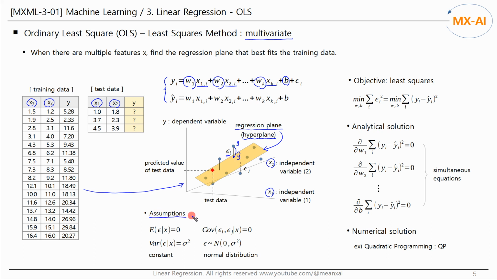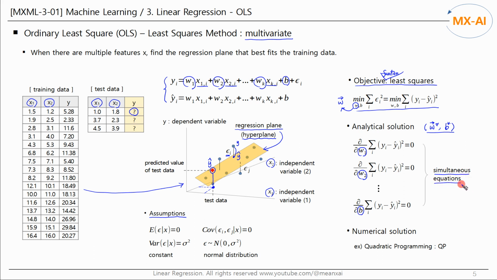Once the regression plane is determined, we can predict the target values for the test data. If a test data point is located at this point, the predicted value will be this value. The objective function for the least squares method is the same as on the previous page, where w is a vector. By differentiating the objective function with respect to w and b, and solving the simultaneous equations, you can find the optimal solutions, w and b.